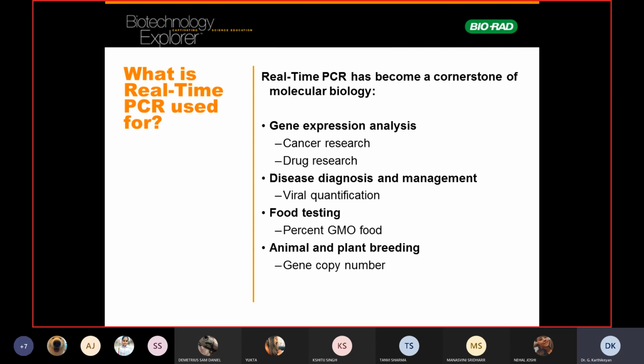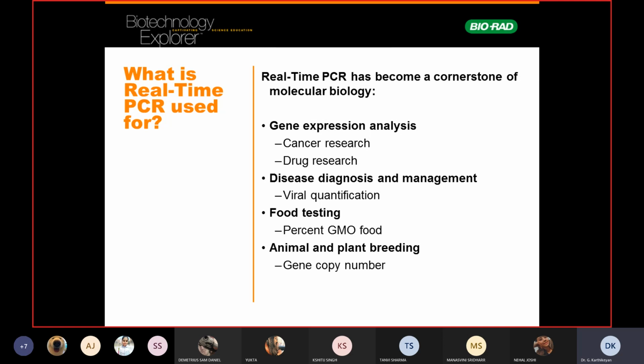Okay, so real-time PCR now has wide applications and has become one of the essential tools in molecular biology, and it is used for gene expression analysis. For example, it is used very commonly in cancer research when people want to know what are all the different genes that are responsible for cancer.